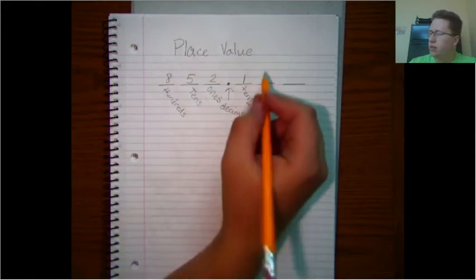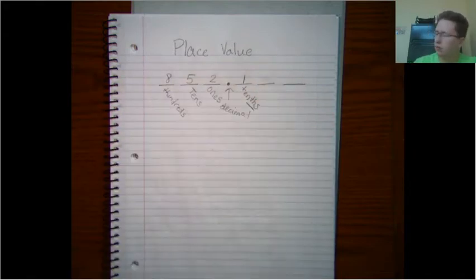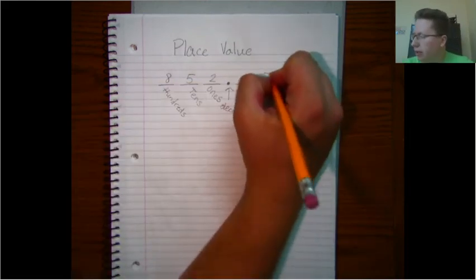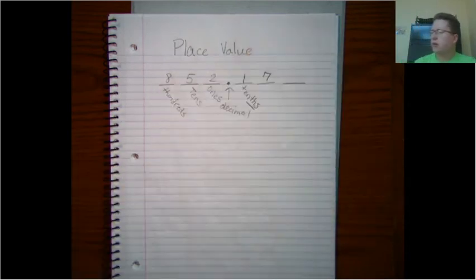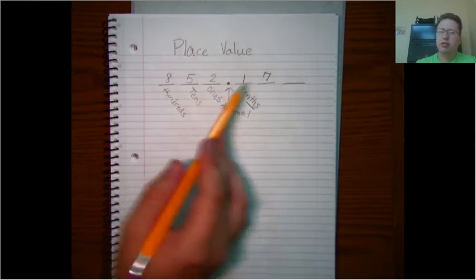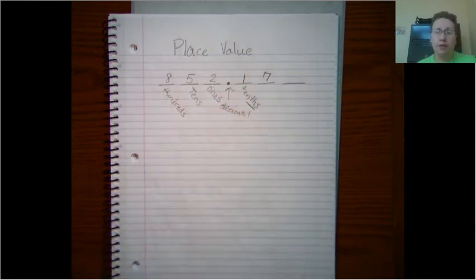Since you could always add a 0 here that didn't mean anything, you would know this was tenths for this place. Well, let's say this wasn't a 0. Let's say it's a 7. Well, how would you say this number? You'd say 852 and 17 hundredths.